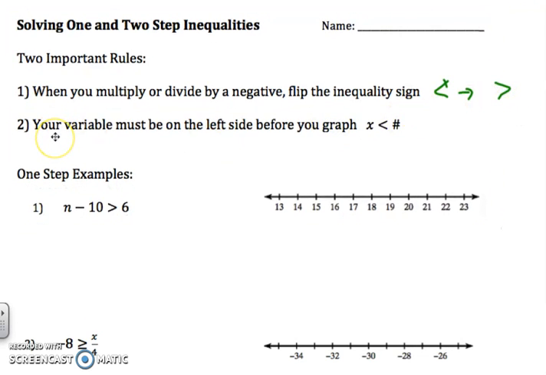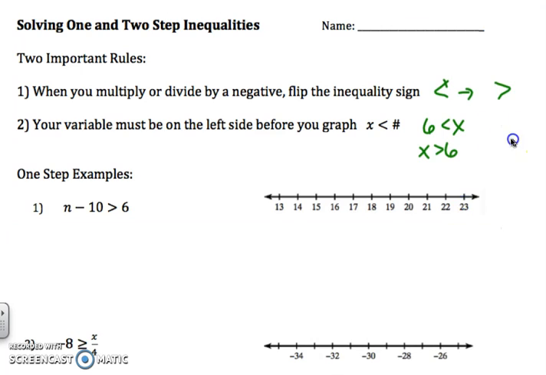Now, the other one is your variable has to be on the left side before you graph. So you have to have x equals a number. So if you have, for example, 6 is less than x, we cannot graph that yet. You have to flip that whole inequality around to make it x greater than 6.